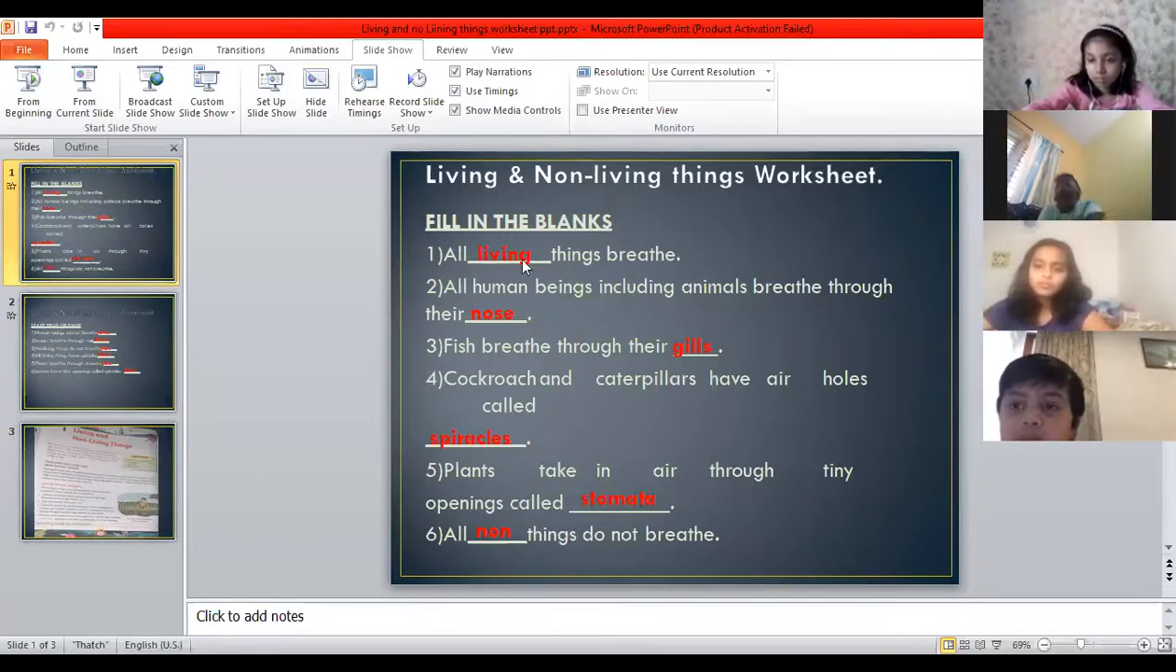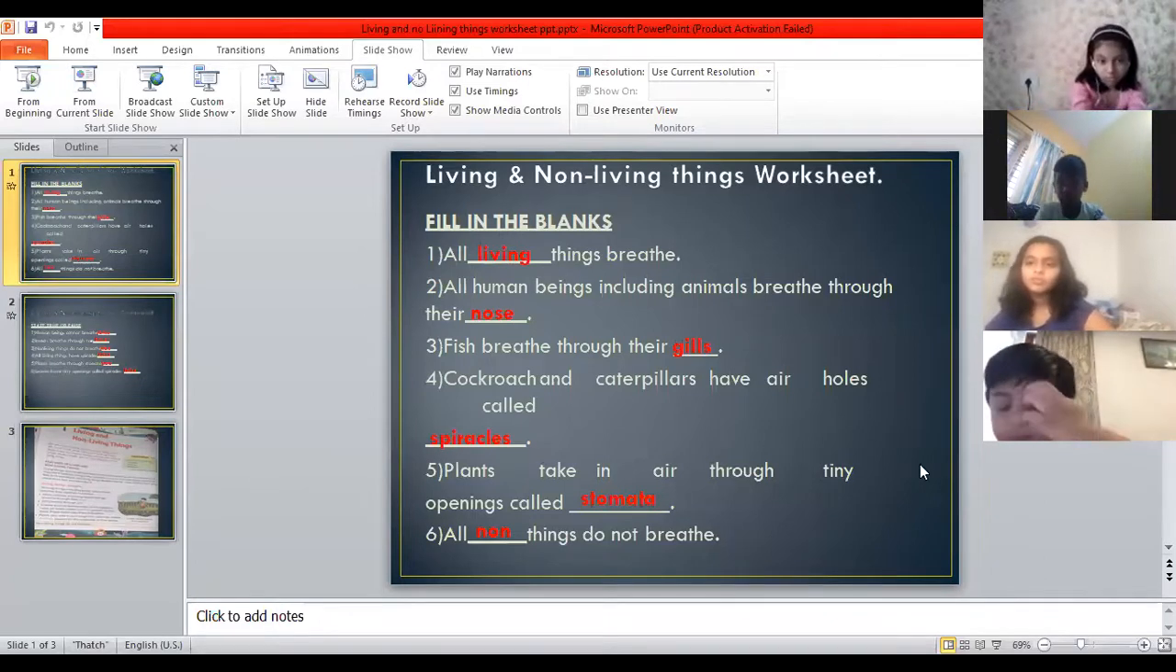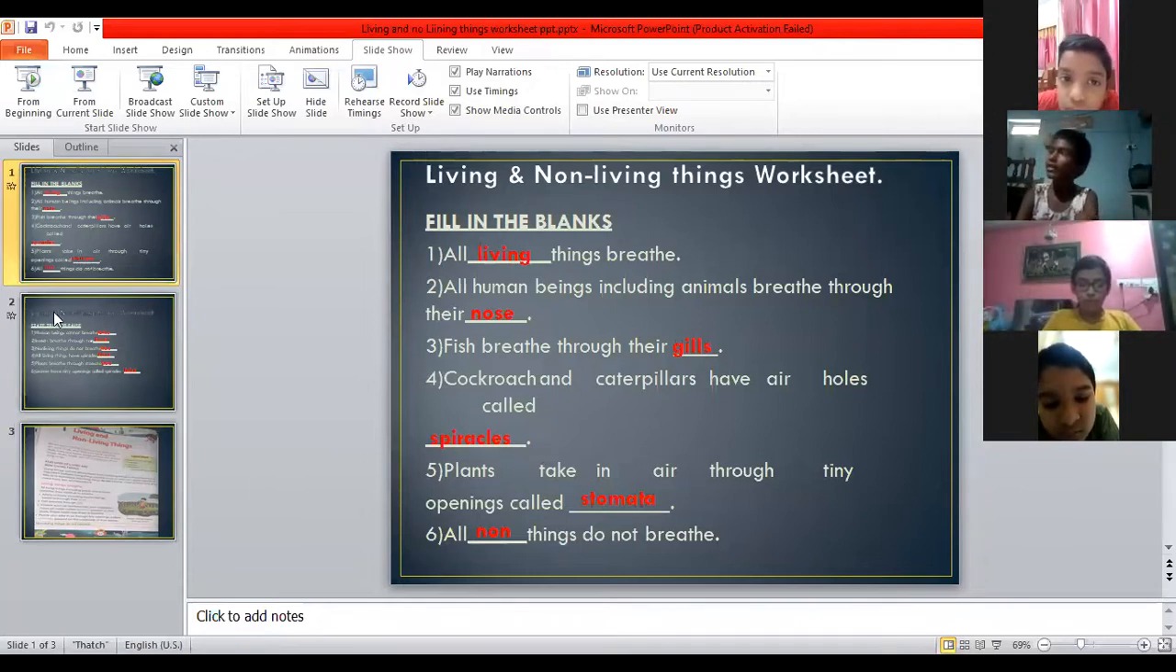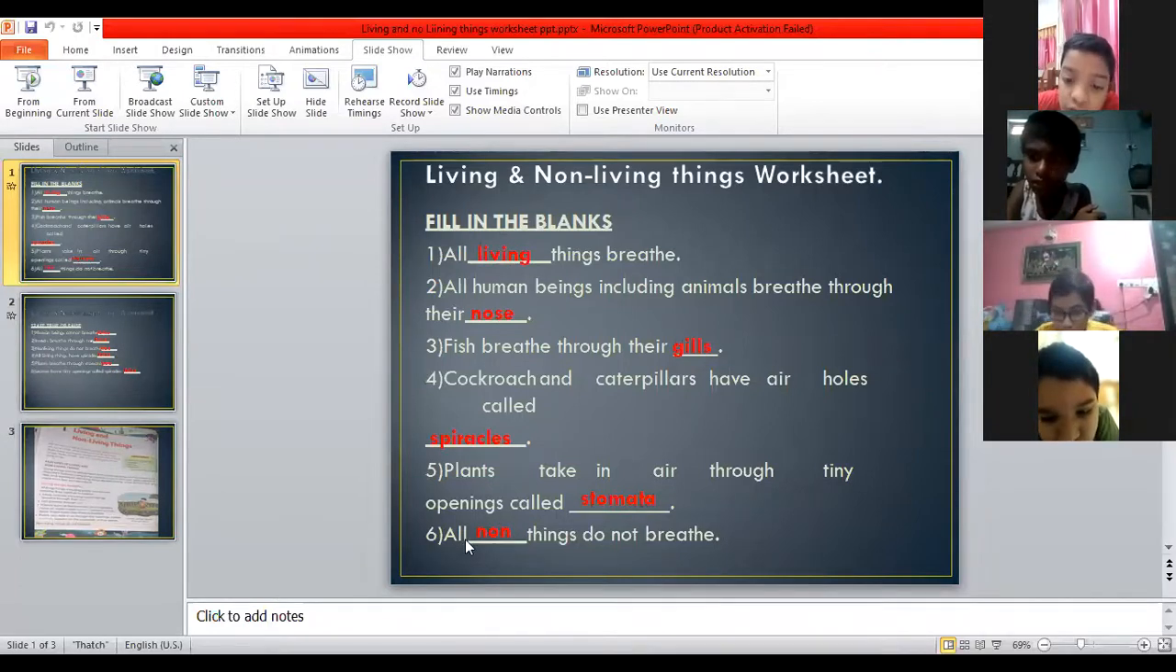Okay, so all living things breathe. Yes or no? All living things breathe, like we studied. All human beings, including animals, breathe through their nose. Again, we studied about that. Fish breathe through their gills. Cockroaches and caterpillars have air holes called spiracles. Plants take in air through tiny openings called stomata. All non-living things do not breathe. Okay, so this is the fill in the blank, so make sure you write it.